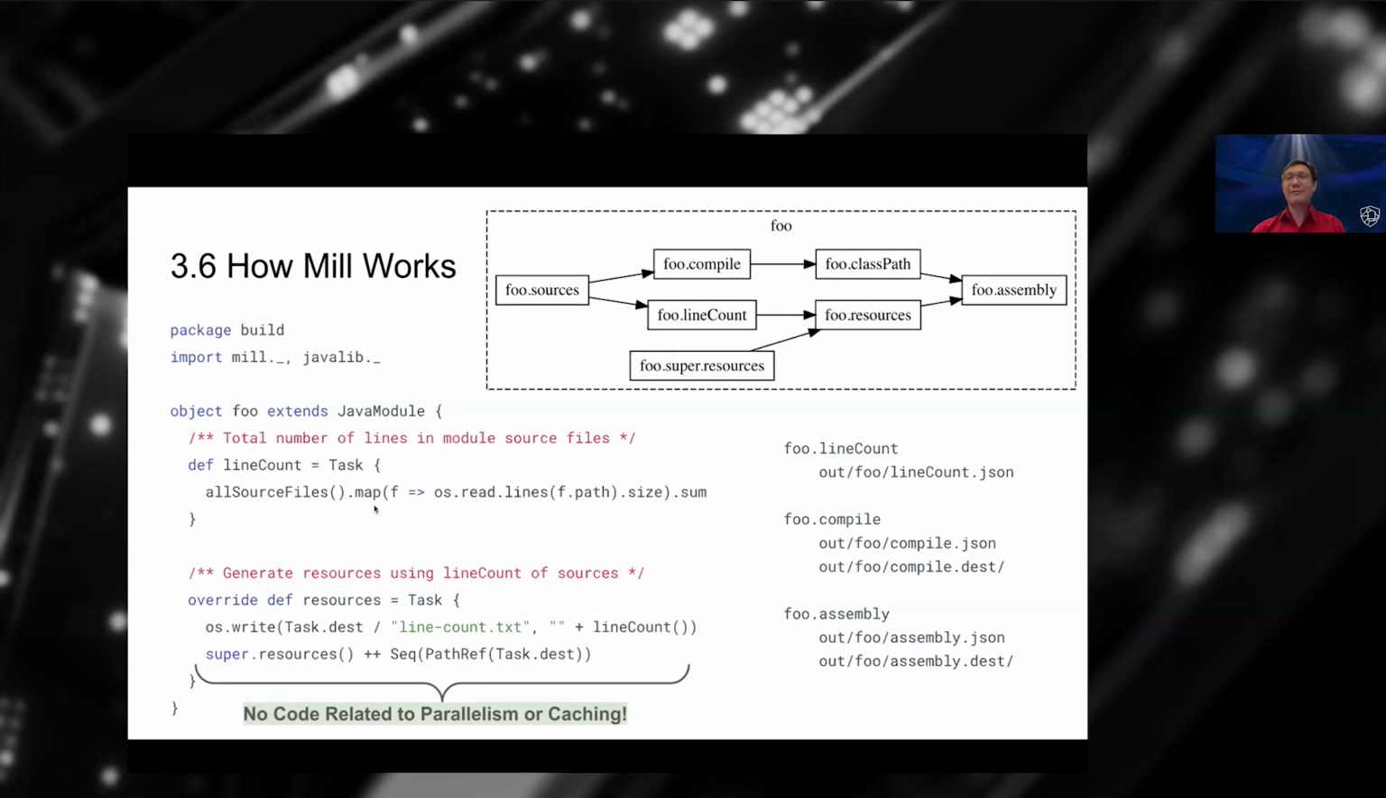Like the code on the left is literally pure business logic. I'm taking the line count as all source files, reading the lines, summing them up. Resources I'm overriding, I'm writing out the text file as a resource and I'm returning it as part of the resource path. So Mill does all the other things for you.